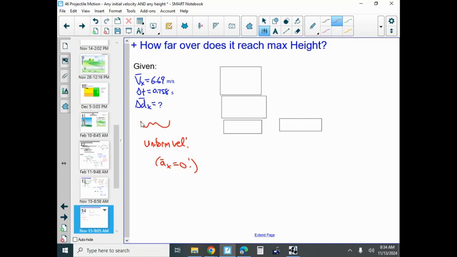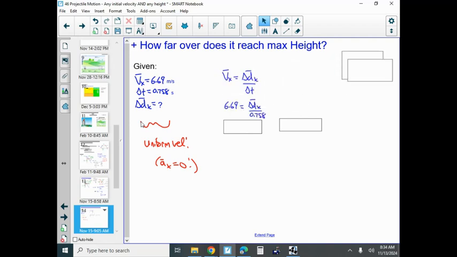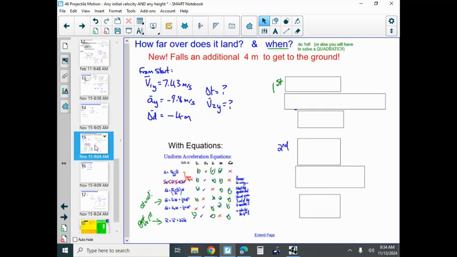Just because it's accelerating vertically doesn't mean it's accelerating horizontally. And so velocity equals displacement over time, get the number, right? So it's over 5.07 meters when it's at its maximum height. And how far over does it land and when does that happen?